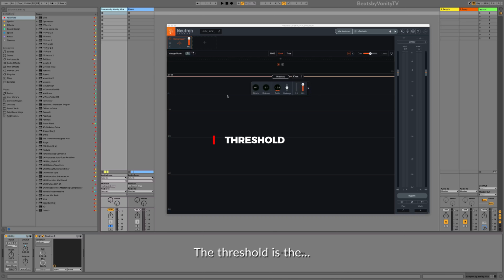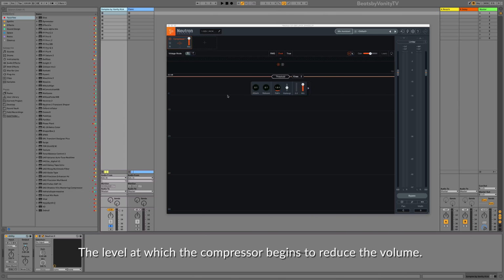Threshold. The threshold is the line. What is going on here? I can't even speak. The threshold is the level at which the compressor begins to reduce the volume. You see how I decided to go really loud like that? It's just because I'm not using a compressor.